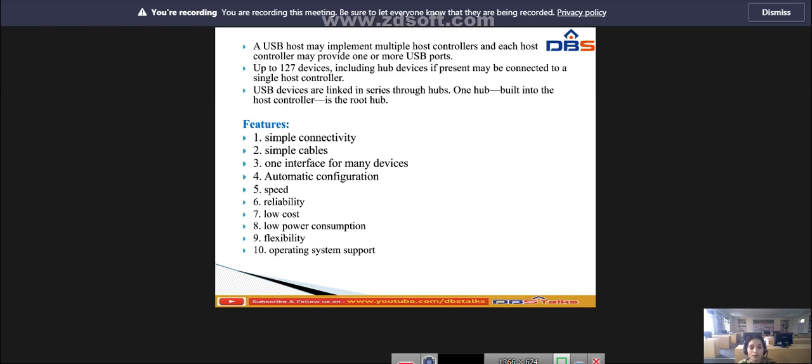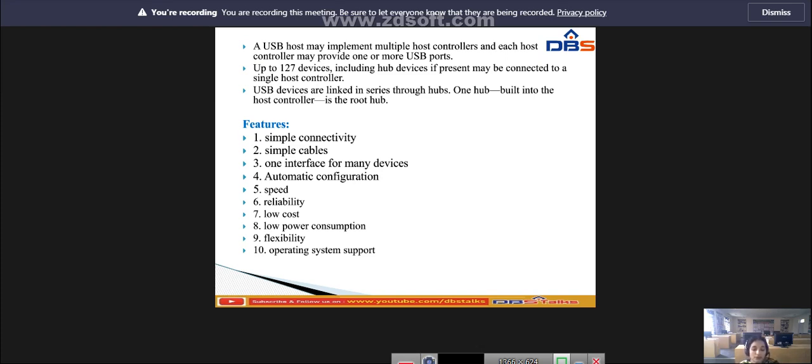Next, one interface for many devices. USB is versatile enough to be usable with many kinds of peripherals with no need of having different connectors and protocols for each peripheral. That is the third one. Next, the fourth one, automatic configuration. When a user connects a USB peripheral to a powered system, Windows automatically detects the peripheral and loads the appropriate software driver for it.